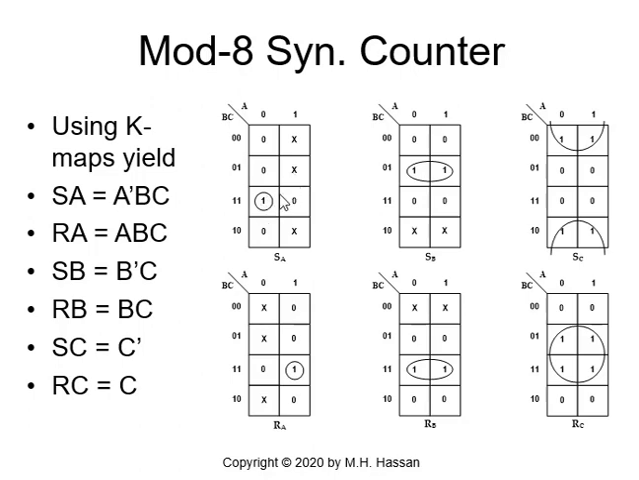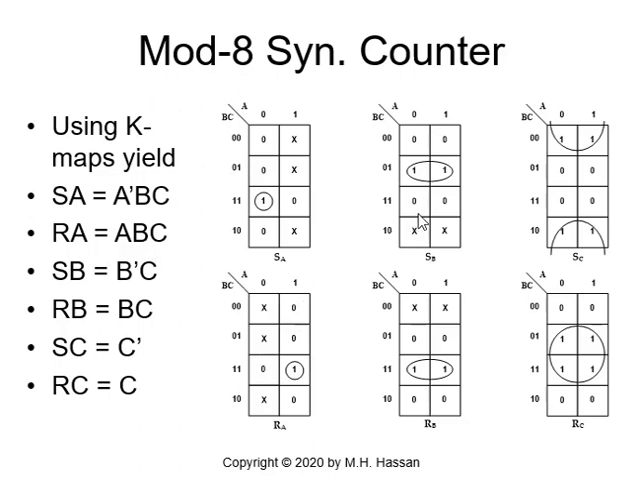We cannot group this because it is not logically adjacent to this. Diagonally we cannot group with this. So this one is on its own. For RA it is the same thing; we have only one on its own. So we find SA is A prime BC. We find RA is ABC.